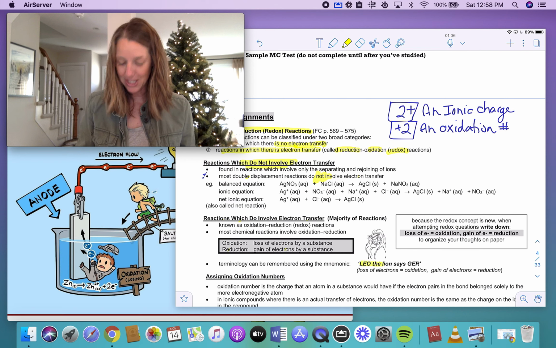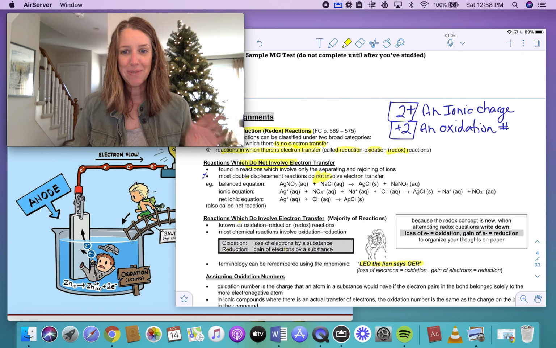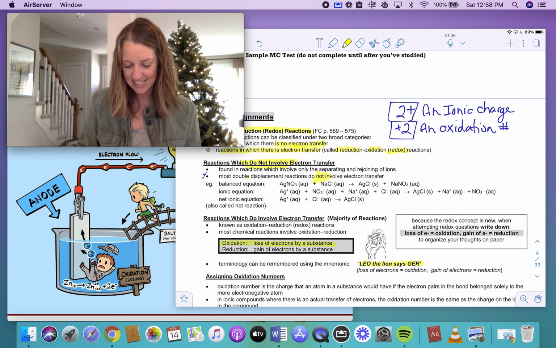You're going to remember this little acronym right here. Leo the lion says GER. Okay, there's a couple of other little acronyms, but that's my favorite one. That's the one we're going to use. Leo the lion says GER.